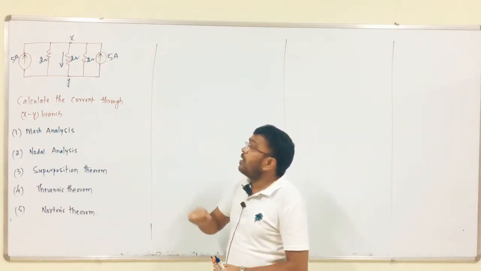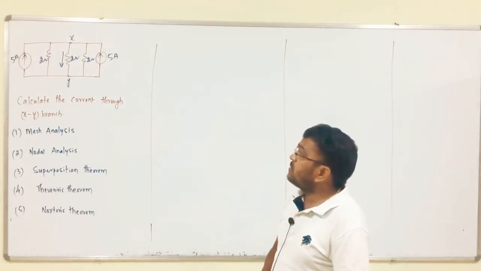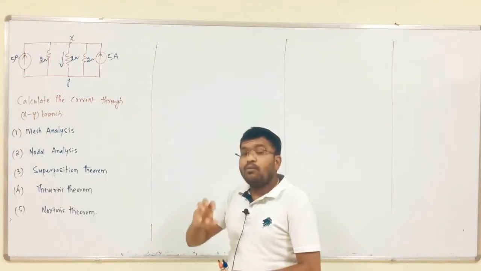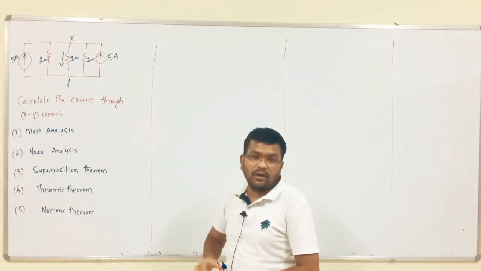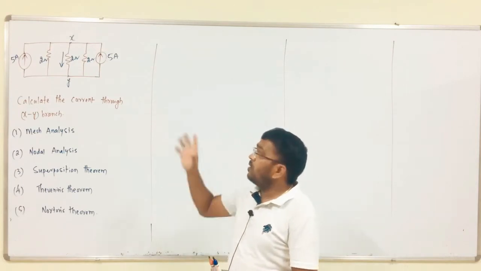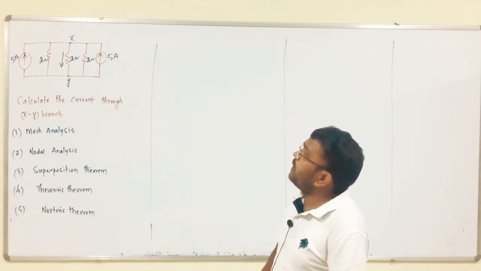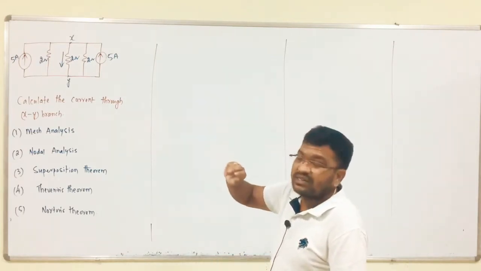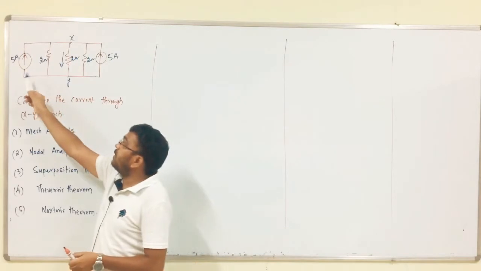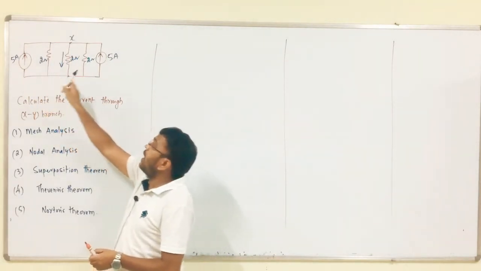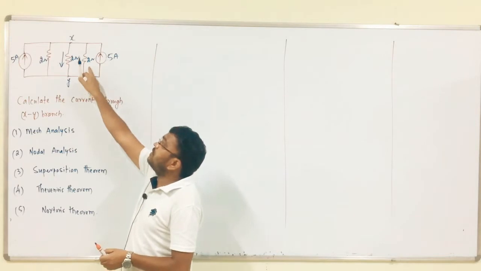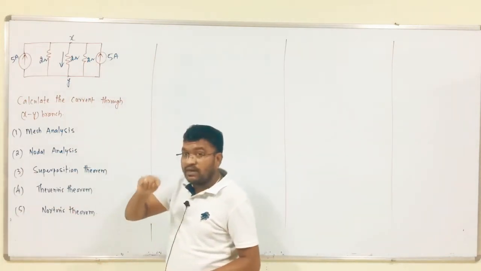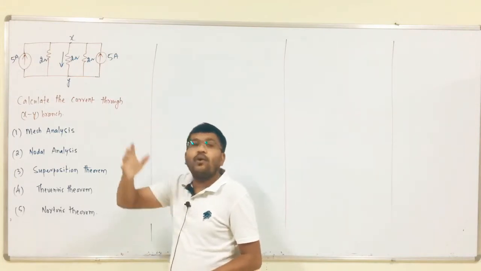Before solving the problem, first we have to check the circuit whether any modifications are possible or not. This problem has 2 independent current sources which are connected in parallel with 2 resistances. This current source is connected in parallel with this resistance, and this current source is connected in parallel with this resistance. So, by using the source transformation principle, we have to convert the current source into a voltage source.